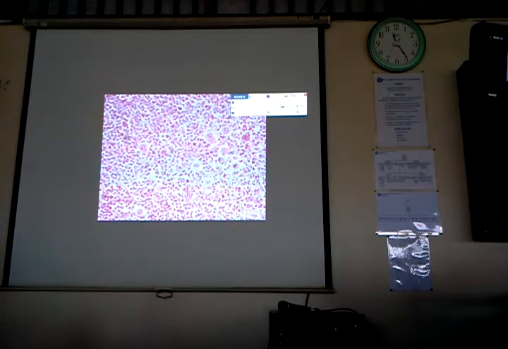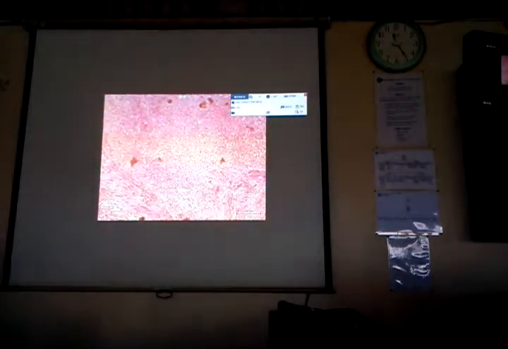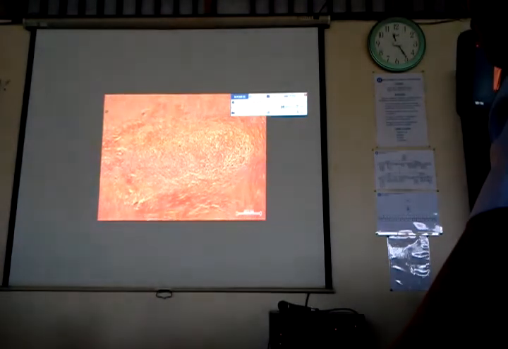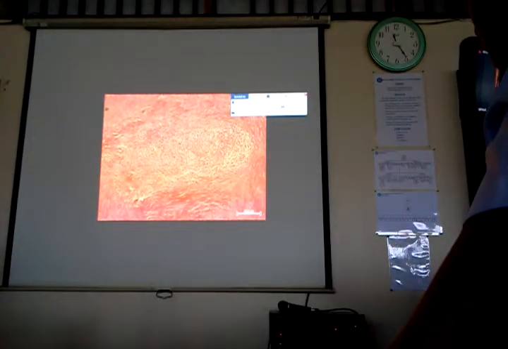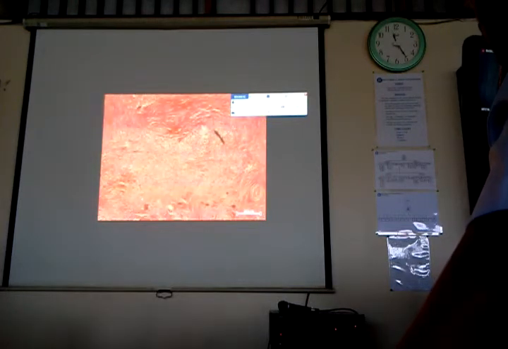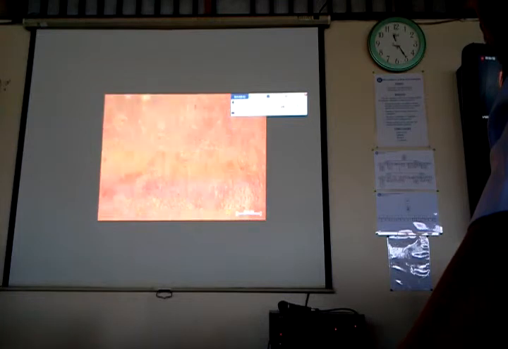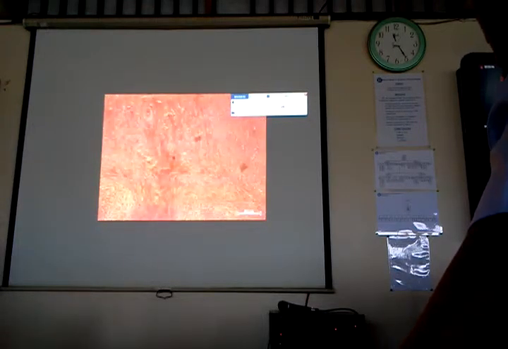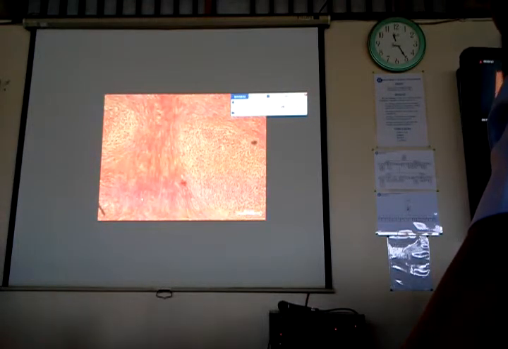Okay. So those are the lacunar variants of the Reed-Sternberg cells. Now, this is specifically called nodular sclerosis type of Hodgkin's lymphoma because the white blood cells are arranged into nodules. So that's one nodule. And then that is another nodule. And then the nodules are separated from each other by dense fibrosis.